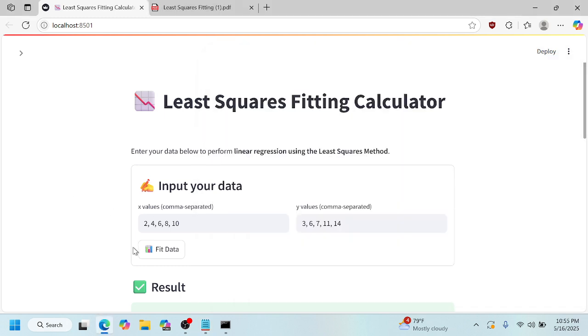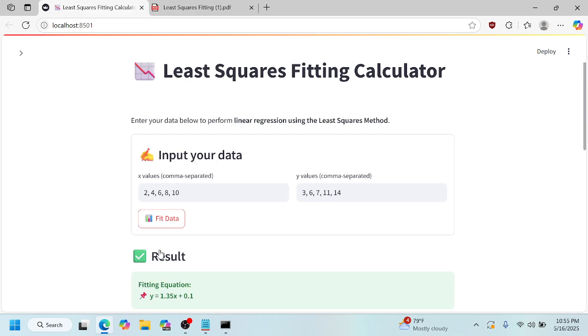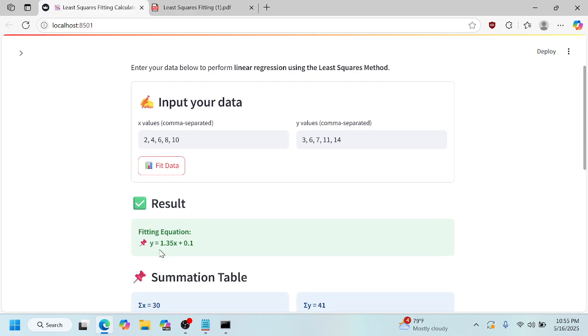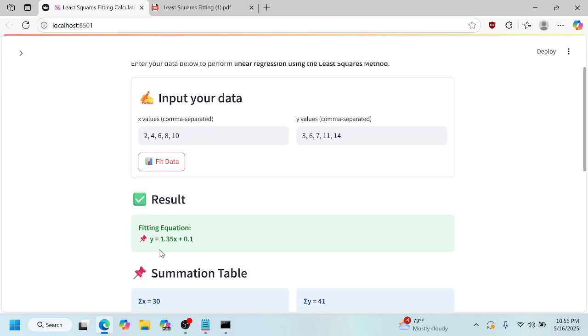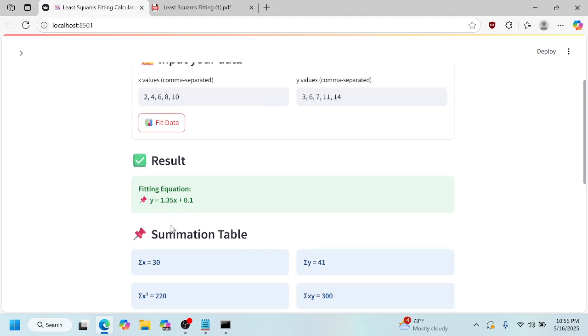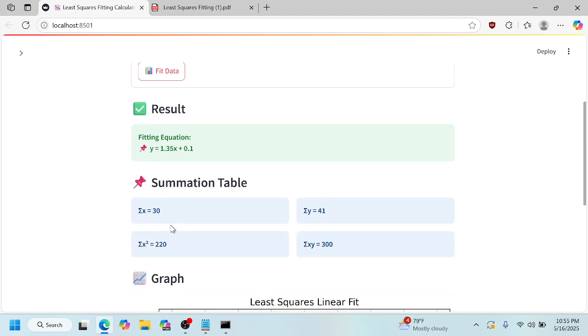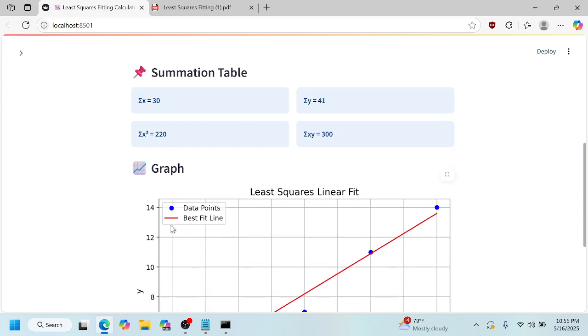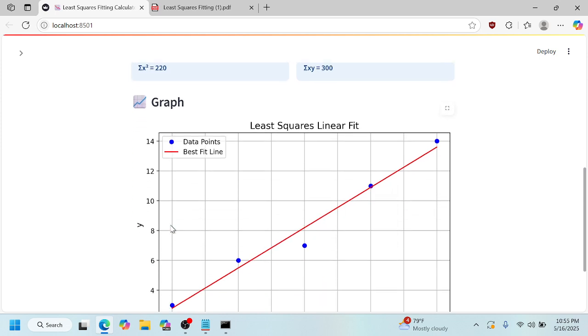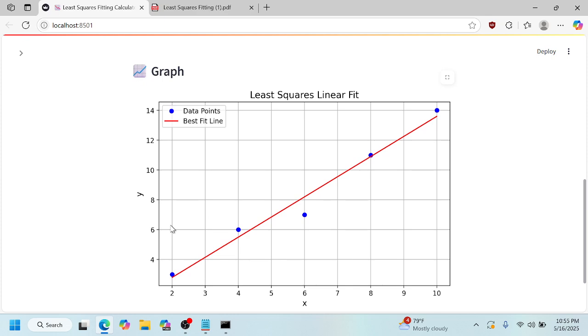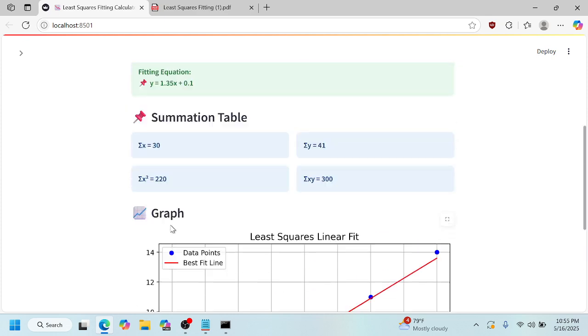When we fit this data, the calculator gives the regression line y equals 1.35x plus 0.1. That means each unit increase in x results in roughly a 1.35 increase in y. The data isn't perfectly linear, but the calculator still finds the best line that minimizes the overall error.